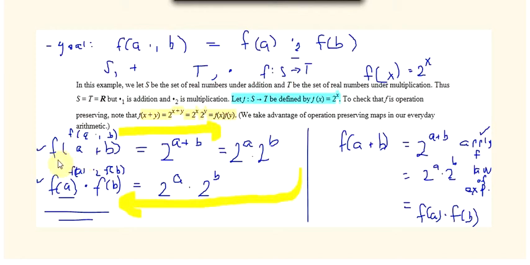I start first with f of a plus b. Again, plus because plus is the dot 1 operation, the operation in the first set. I map this element a plus b to the exponent with 2 as the base, 2 to the a plus b. And then I observe, I know a little algebra here, I can apply a law of exponents to separate these as 2 to the a times 2 to the b. And that's about as far as I can go.